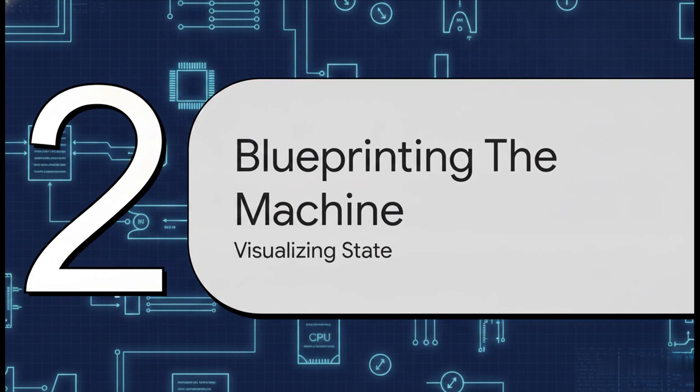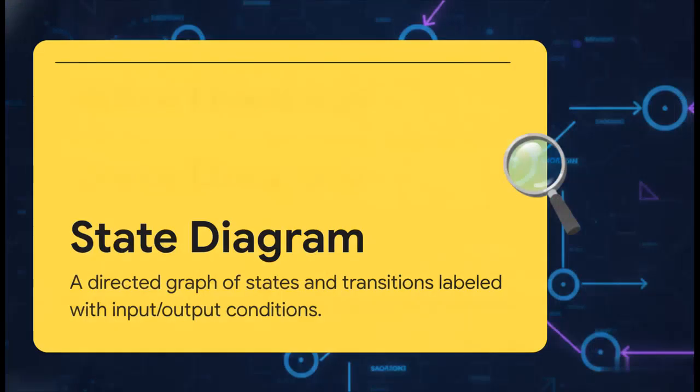Section 2. Blueprinting the machine, visualizing state. So how do we map this all out? Well, the primary tool is the state diagram. It's essentially a directed graph. You've got nodes, usually drawn as circles, representing the specific states the machine can be in. Then the arrows connecting them show the transitions, how we move from one state to another. And those arrows are labeled with the specific input and output conditions needed to trigger that move. For an engineer, this is your primary design artifact.